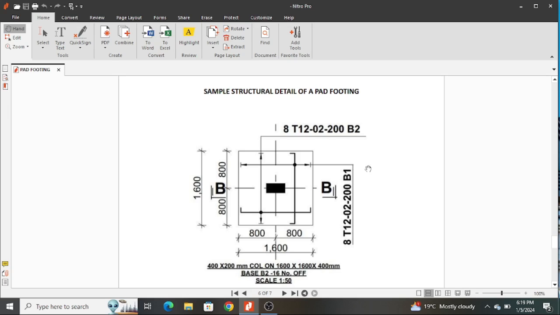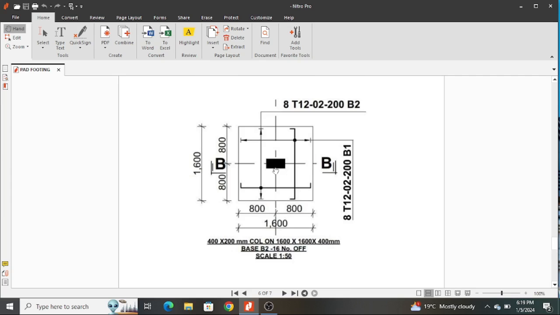And remember, hope you remember the rules of naming or labeling. Bottom 1 at the bottommost bar, bottom 2 are the second bottom bars from the bottom, and this is how you basically detail a pad footing.